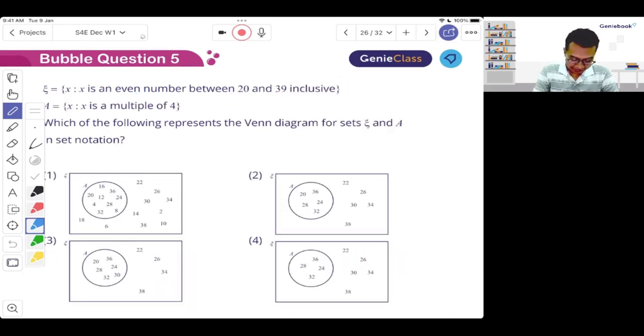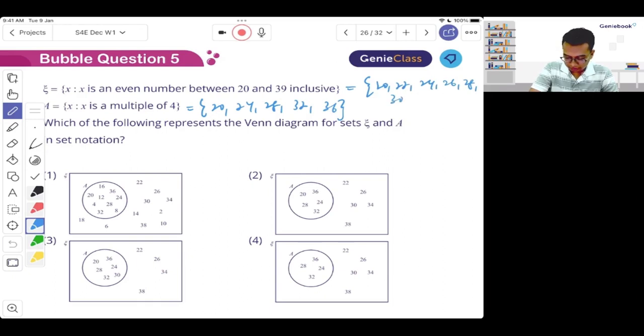Bubble question 5. Which of the following represents the Venn diagram for the universal set and set A in set notation? Okay. Now to give you a bit of help, I'll write down the elements in set notation here. So this is set A. And then for set B, you have 20, 22, 24, 26, 28, 30, 32, 34, 36, 38. Okay? Now, 1 minute and 30 seconds for this.